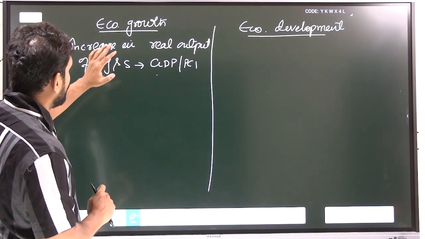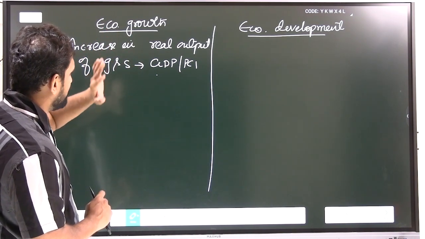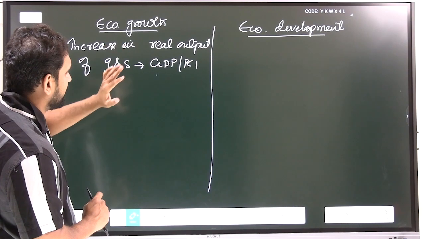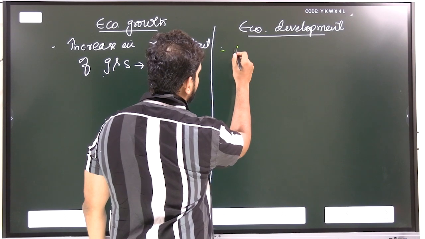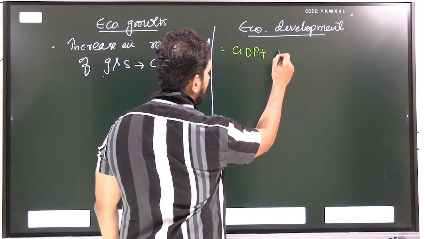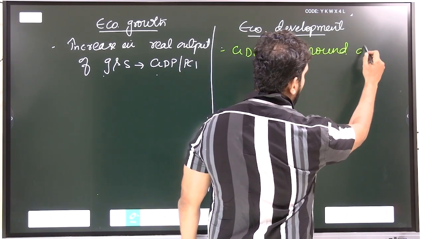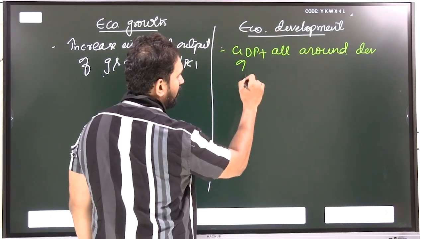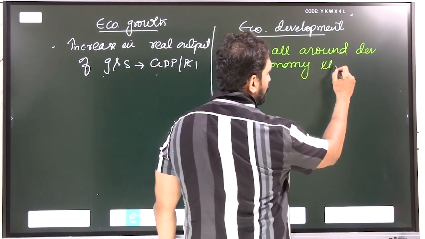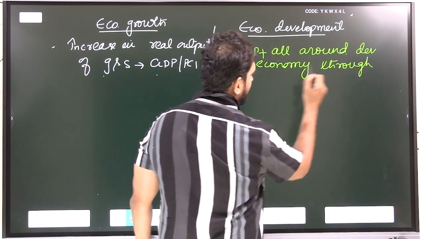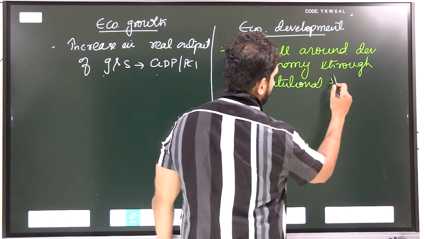As I have already told in the first lecture, that is part 1, economic growth is always about output, quantity, numbers, monetary terms, and so on. Economic development is GDP plus all-around development of the economy, as we have already learned in the last class, through institutional and technological changes.